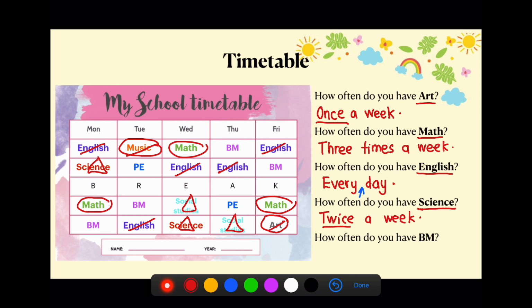Okay, last question. How often do you have BM? Okay, BM for Bahasa Melayu. Okay, how often? BM 1, 2, 3, 4. Is it every day? No. Every day is 5. So, we have 4 times a week. Okay, remember, times has an S at the back. Okay?